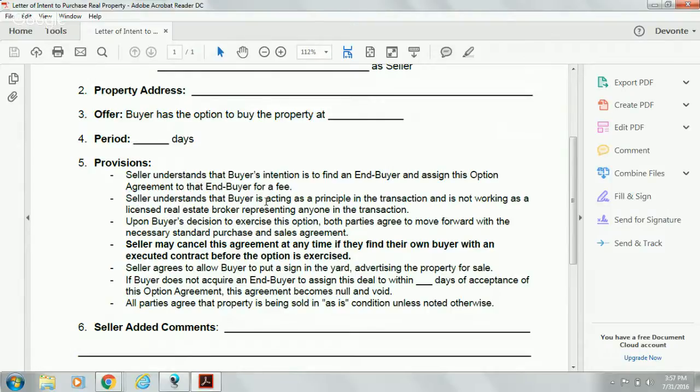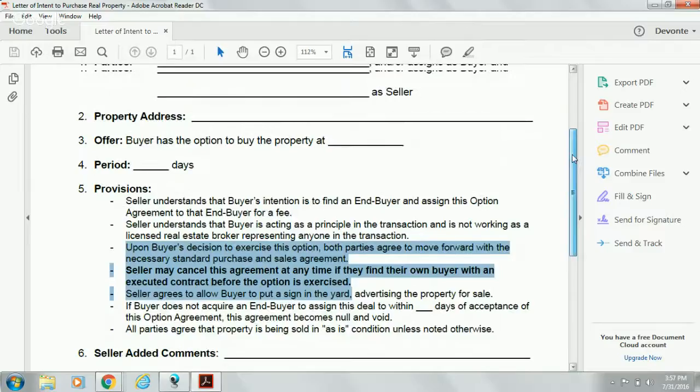Upon buyer's decision to exercise the option, both parties agree to move forward the necessary standard purchase and sales agreement. Seller may cancel this agreement at any time if they find their own buyer with an executed contract before the option is exercised. So what do these two statements mean? So pretty much, this right here is just to get the ball rolling. That's what the option is. I go ahead and get this under agreement with you, and I send it with the attorney. So the attorney has the contract in escrow, and now he's got all the information.